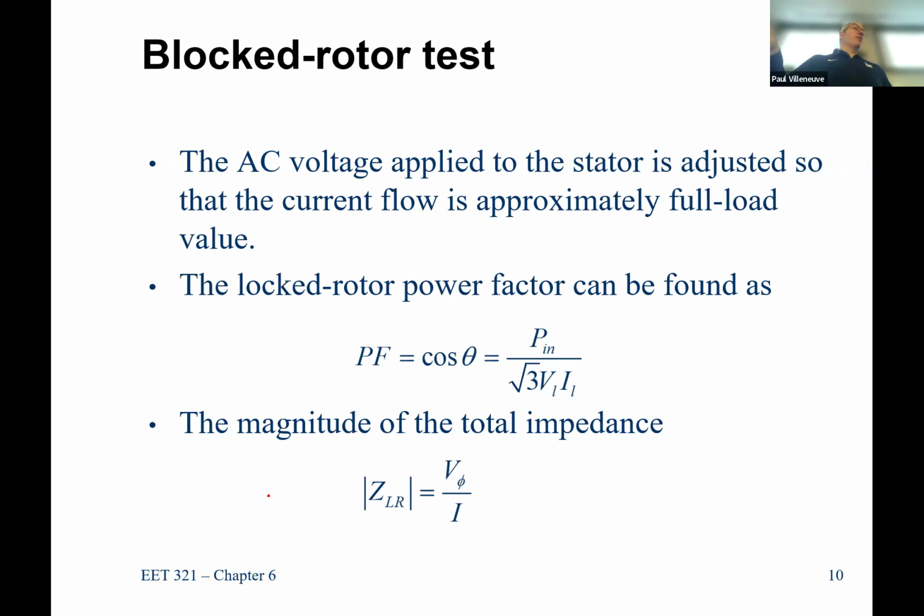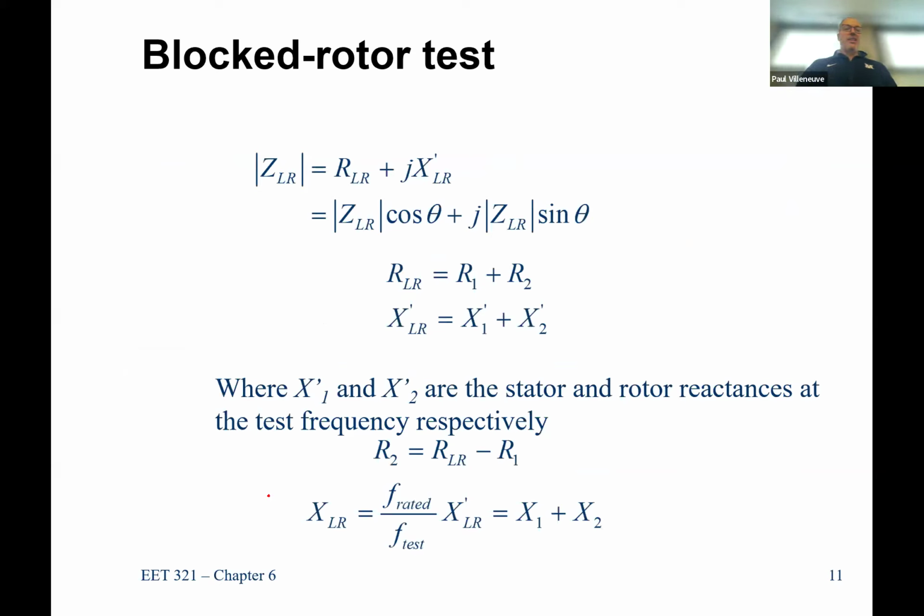So now I can start to figure out which one is real power, which one is reactive power, and start associating terms. But ultimately what I see is the magnitude of my locked rotor impedance is going to be some real part plus an imaginary part. My real part is going to give me the series combination, R1 plus R2. And my imaginary part is going to give me the series combination of X1 plus X2.